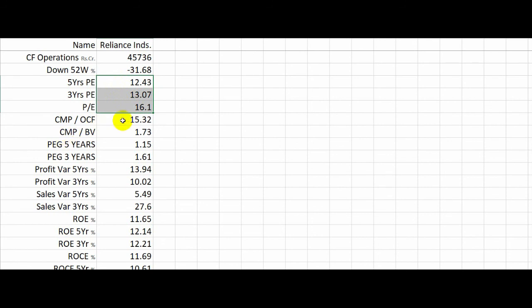When we look at the price to cash, it is somewhere around 15.3. Here too we want to buy below 25 times for price earning and price cash. Price book is around 1.7, which is below the buying benchmark, which is again a good value. The PEG is good because of the price earning multiple we are paying of 16.1 times.